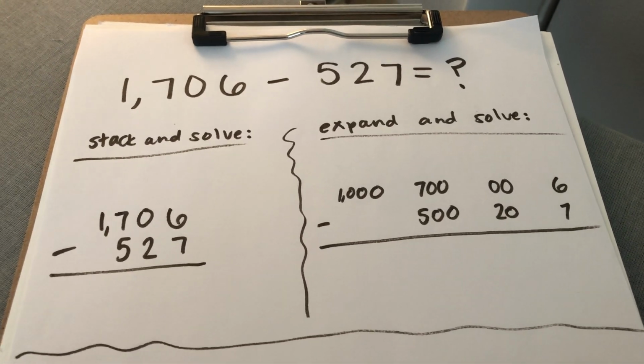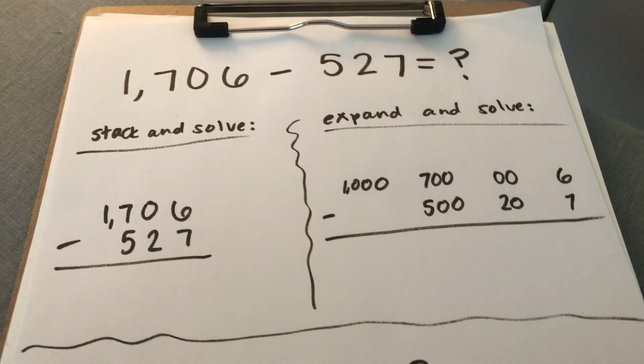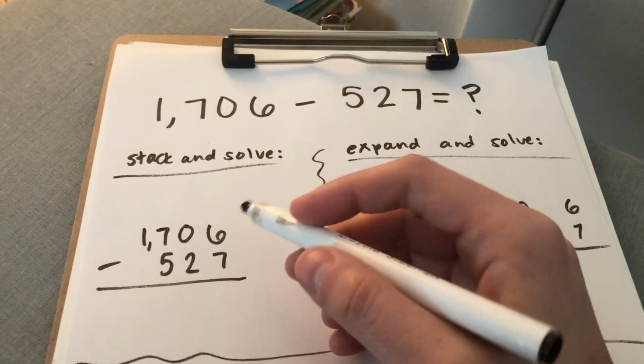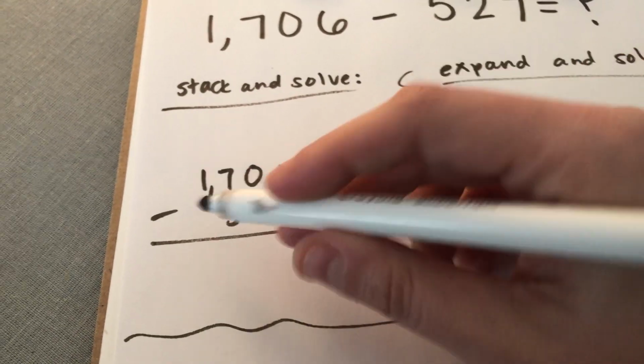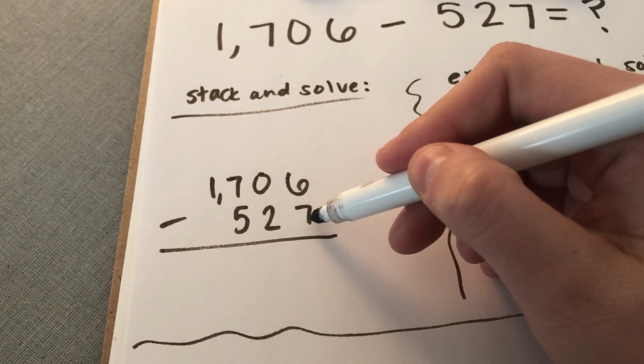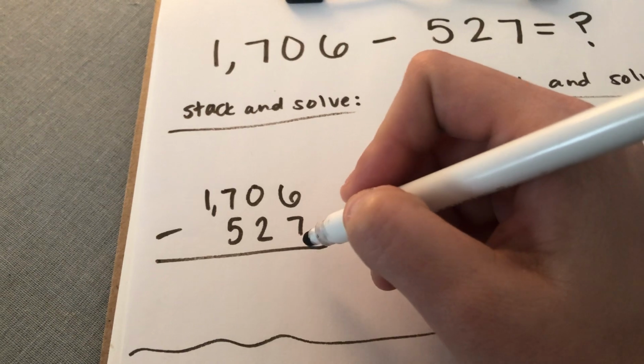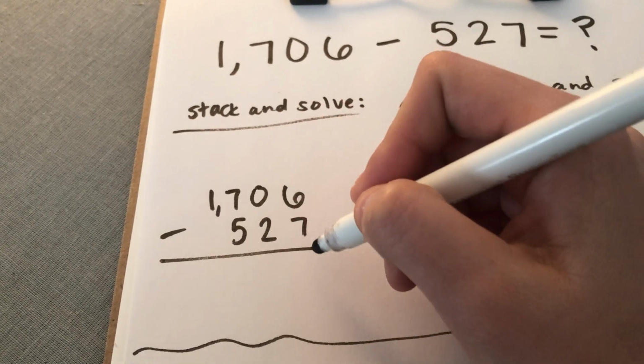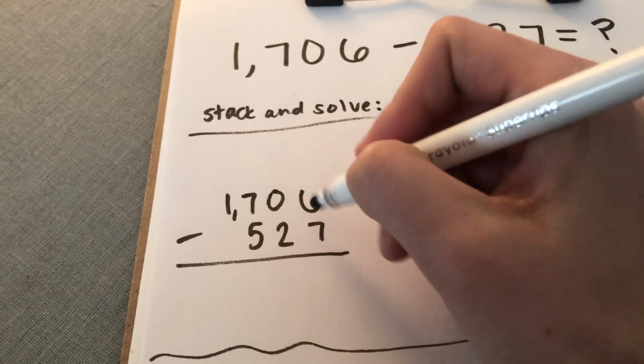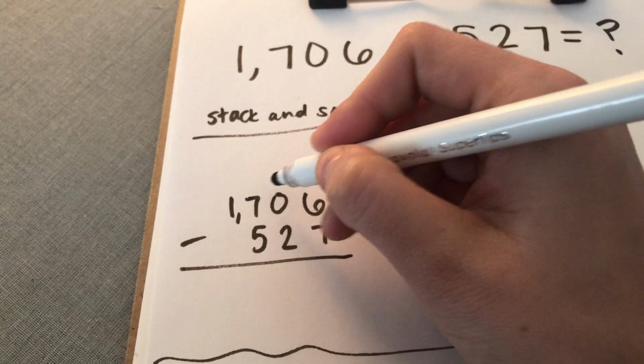All right, so we are going to start in the ones place like always. No matter whether we're adding or subtracting, we always start in the ones. So let's check it out. 6 minus 7. We know there's not enough because 7 is more than 6 and we need enough or more on top to be able to subtract. So we're going to have to go next door to borrow.